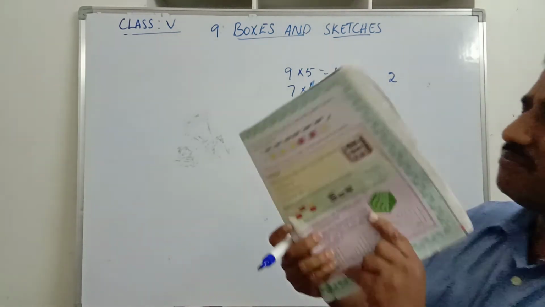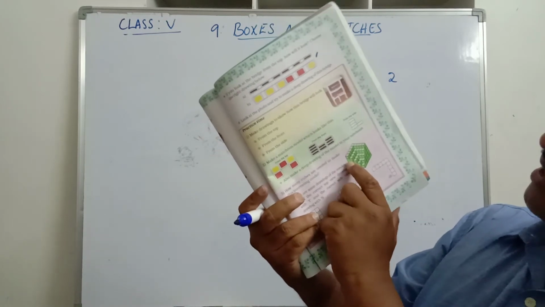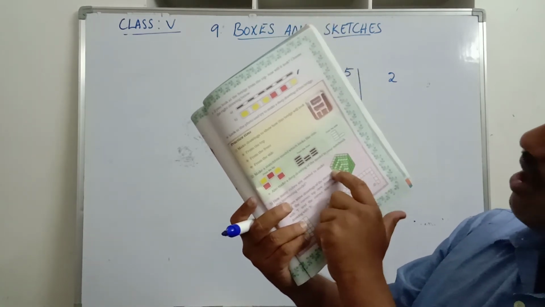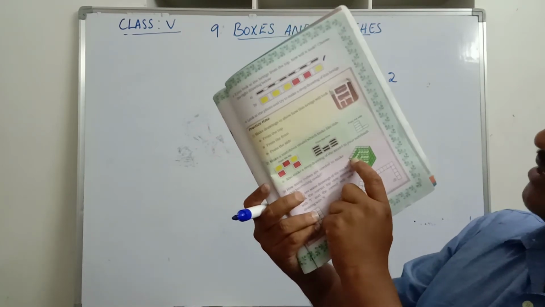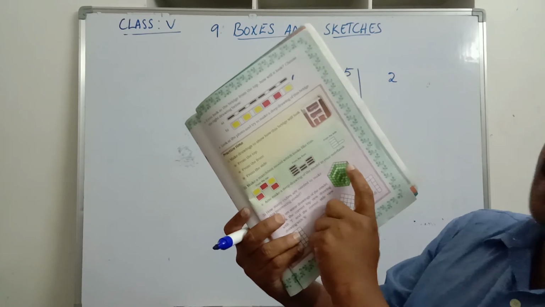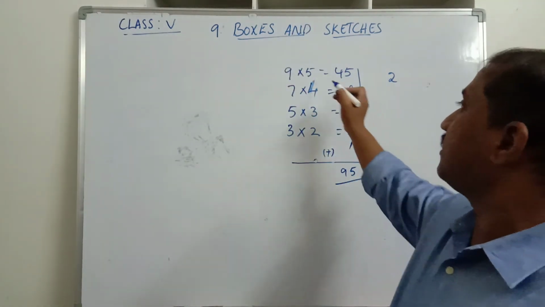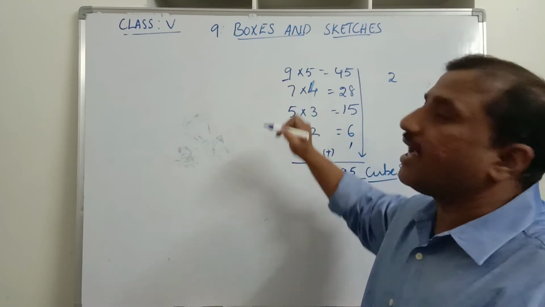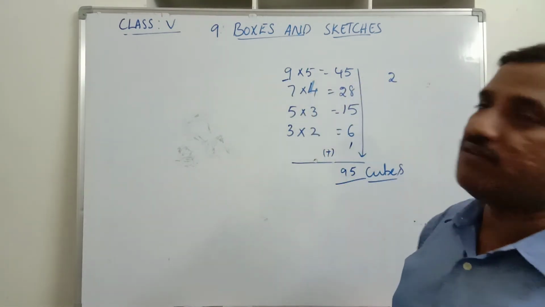See, it is very simple to understand. We have 5 layers. In those 5 layers, in the top layer, how many cubes are there? It is 9 cubes. Count: 1 2 3 4 5 6 7 8 and 9. 9 are there. How many layers are there? 5 layers. So each layer is having 9 cubes and there are 5 layers. 9 into 5, 9 fives are 45.